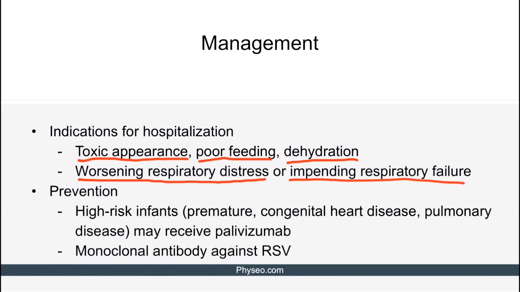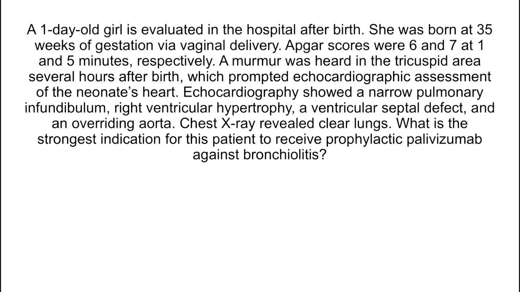In patients who are high risk for severe complications, there is an option for primary prevention. Patients who are premature, have congenital heart disease, pulmonary disease, or other risk factors can receive palivizumab. This drug is a monoclonal antibody against RSV and helps to decrease the risk of hospitalization due to severe RSV illness. All right, now that we've covered the information, let's review with a question.